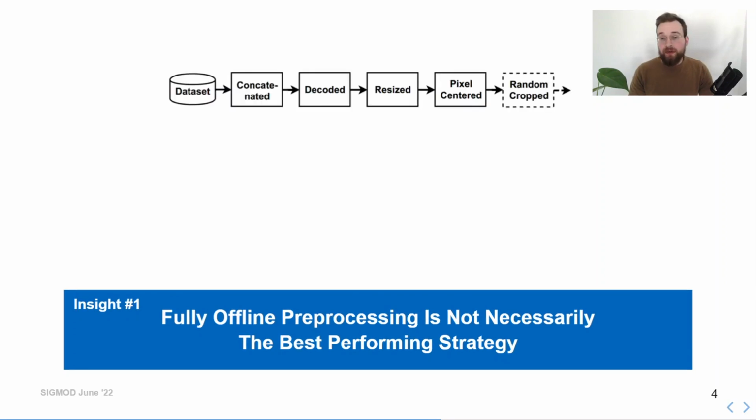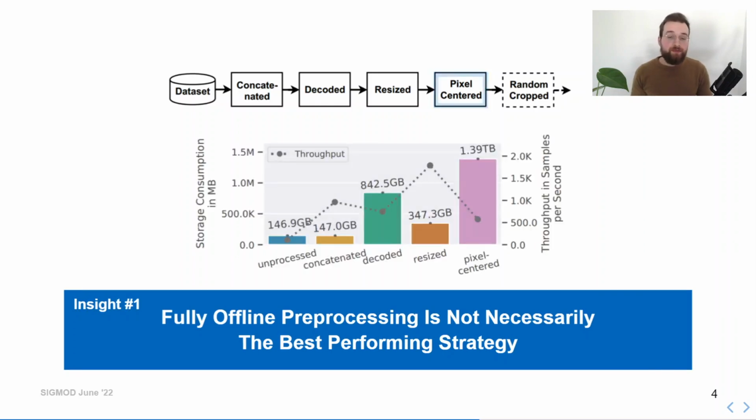First, the files are concatenated, that means going from multiple image files to binary shards to remove the random access penalty. Then the images are decoded, meaning from the JPEG compression to an RGB matrix. Then they are resized to a fixed resolution. And finally pixel centered, which transforms each pixel to the range from -1 to +1. The last step, called random crop, is marked with a dotted line because it is random in every epoch and thus it just cannot be materialized and saved to disk. So let's take a look at the profiling results.